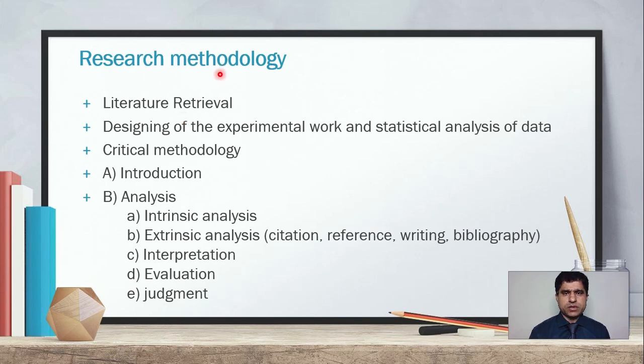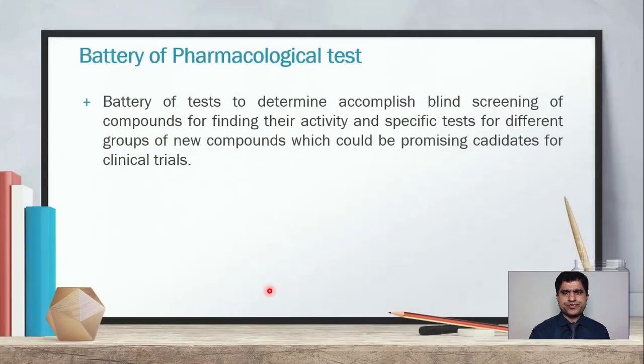Now research methodology. What is research methodology and what are the contents? Here are literature retrieval, designing of the experimental work, and statistical analysis of the data. Critical methodology will be discussed, including introduction, analysis, intrinsic analysis, extrinsic analysis, citation, reference writing, bibliography, interpretation, evaluation and judgment in research methodology.